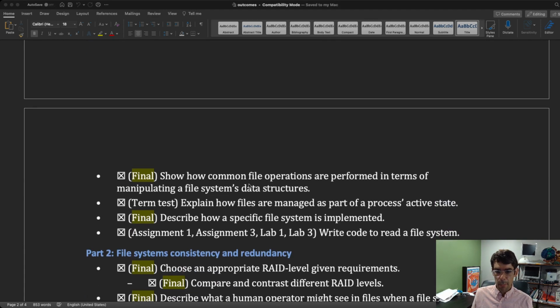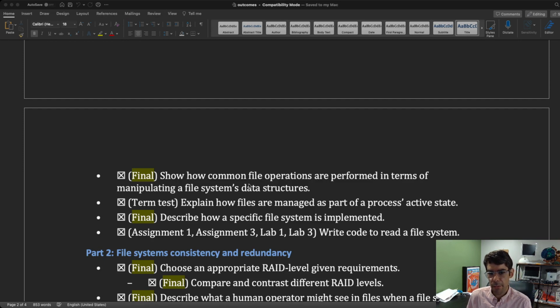Show how common file operations are performed in terms of manipulating a file system's data structures. We talked a little bit about this in class: here's a small code segment, here are some calls to open, read, write, and close. How do those file operations make changes to the file system's data structures? So how does, for example, the write system call make changes to an inode and the data blocks and the data bitmap in a VSFS file system?